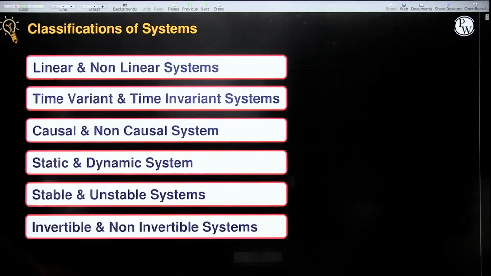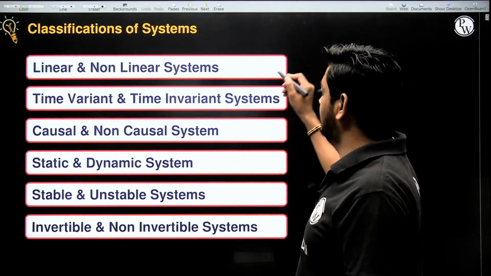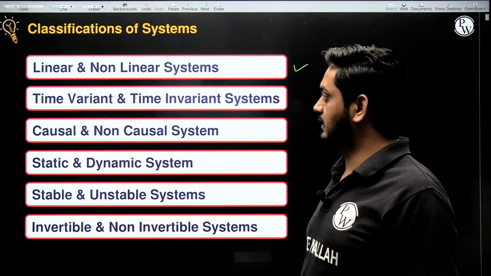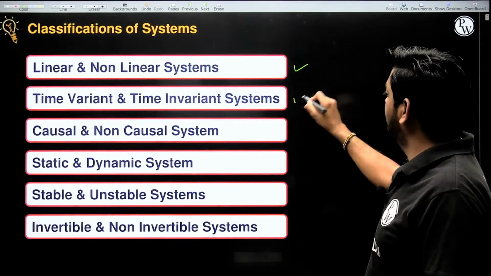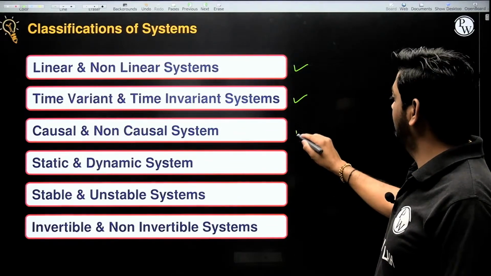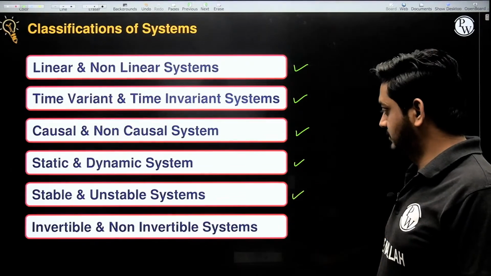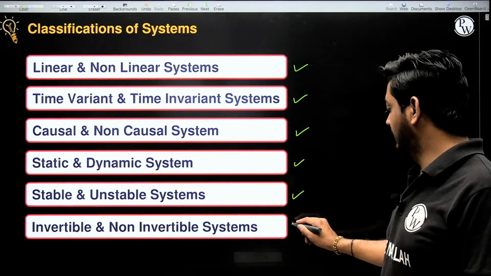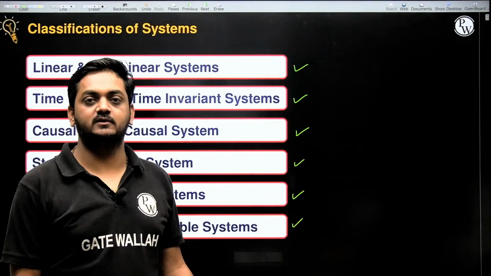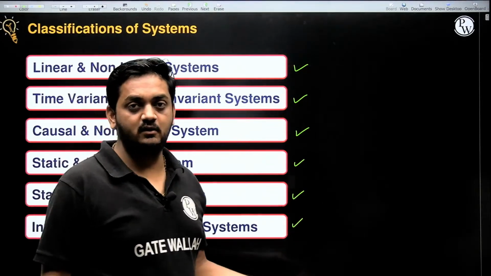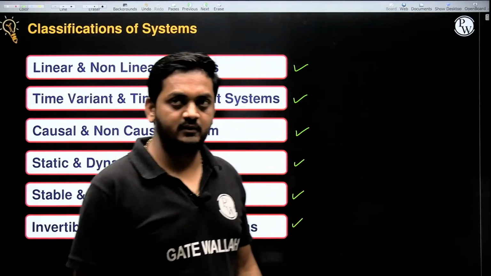Next is classification of system based on property of the system. A system may be linear or non-linear. Then we will see time variant and time invariant, causal and non-causal, static and dynamic, stable and unstable, and lastly invertible and non-invertible systems. Here you have to identify the characteristic of a system: under which condition a system is linear, or time variant or time invariant.